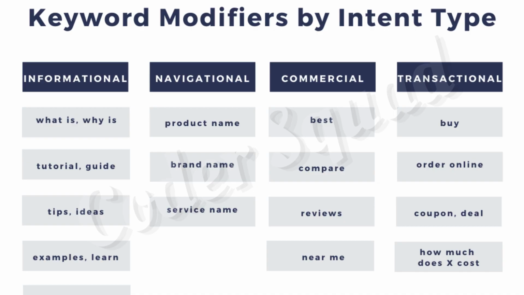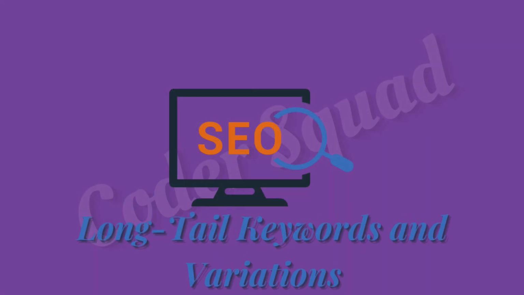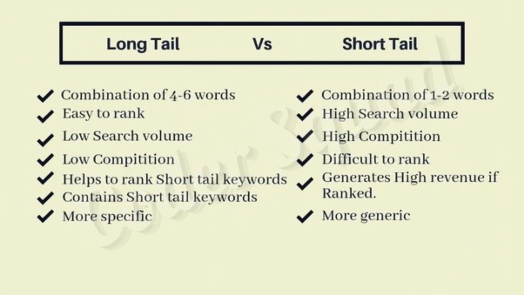4. Analyzing search intent. Understand the intent behind each keyword, whether it's informational, navigational, or transactional. 5. Competitor analysis. Analyze what keywords your competitors are targeting. Don't forget about long-tail keywords and variations, these can be real game changers. Long-tail keywords are more specific and often have less competition, making it easier for your content to rank.